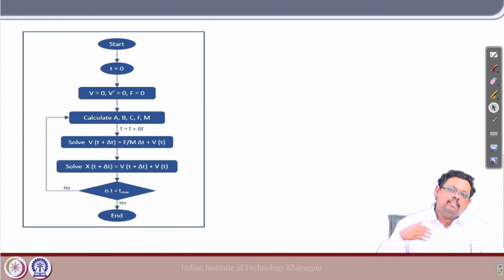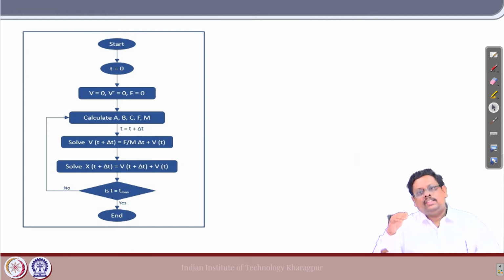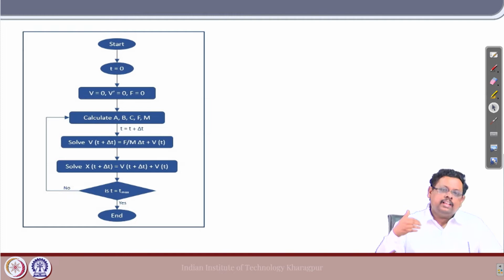Then we solve this total force, which, if you remember from the last class, is m x double dot equals f. Then we get the velocity at the next time step, and then the displacement at the next time step. Then we can increase the time level t, and again go back and calculate the added mass A, B, C, F, M in case of a nonlinear problem, and in case of a linear problem only the exciting forces.